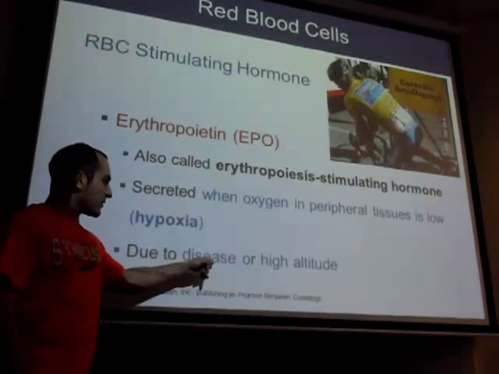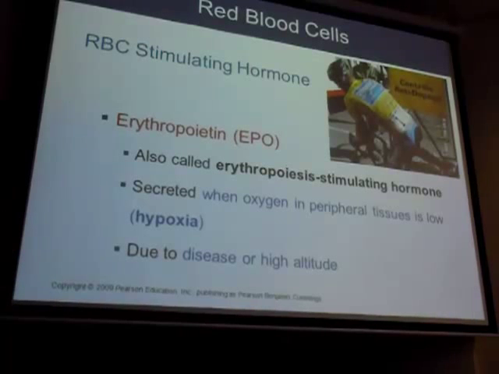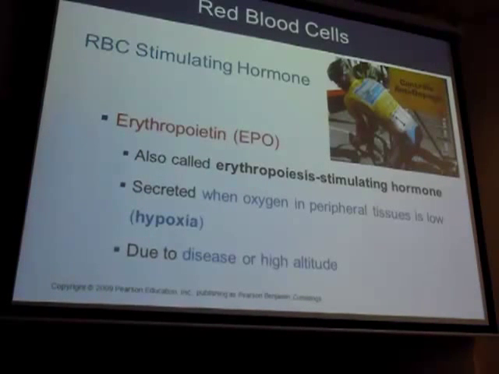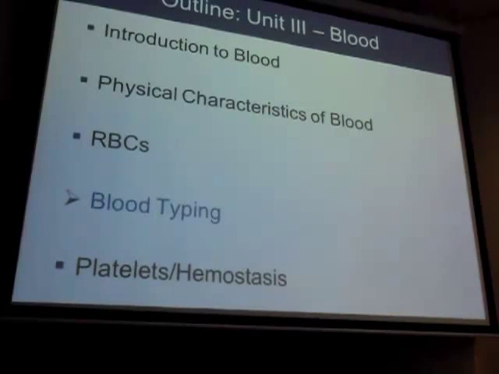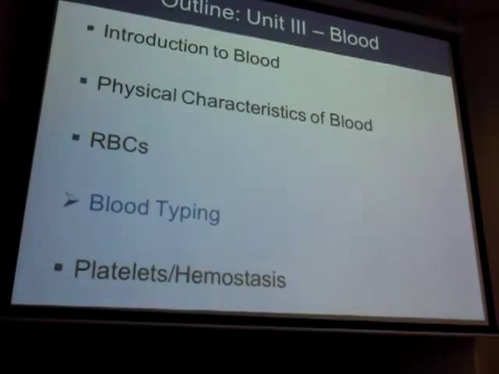So disease as well. Thinking of emphysema or pneumonia, different lung conditions. Wherever the body's not getting enough oxygen, it's going to do everything it can, and one of those things is to make more red blood cells to circulate more. So EPO is a very important hormone that you need to know that's stimulating the production of red blood cells, and also know when it's stimulated, just in general. Is that going to be in high or low oxygen environments? In low oxygen environments, hypoxia. What would the word be for a lot of oxygen? Not hypo, but hyperoxia. Okay.